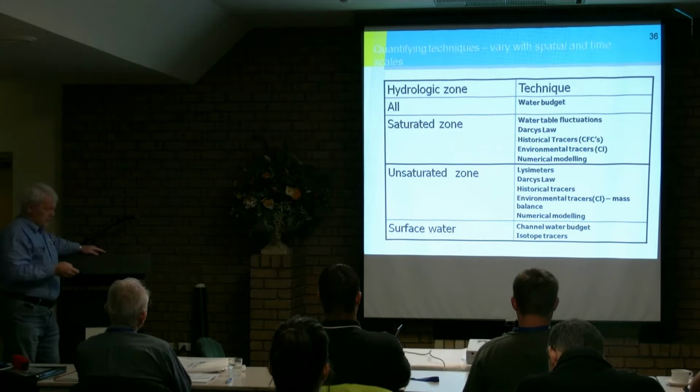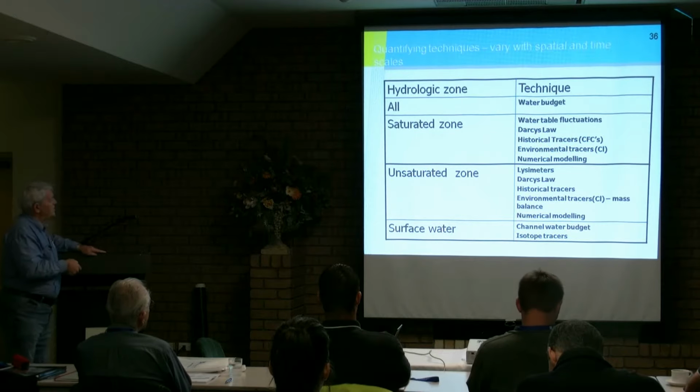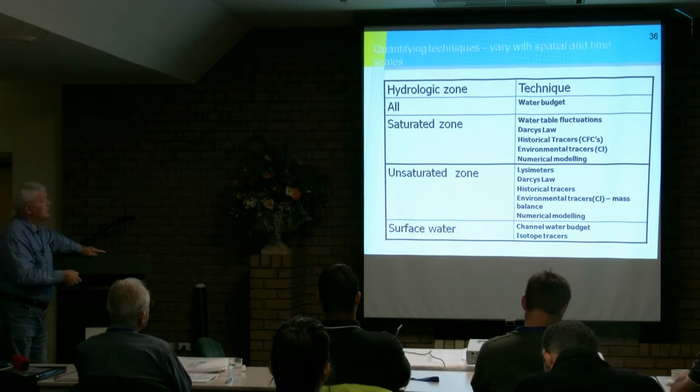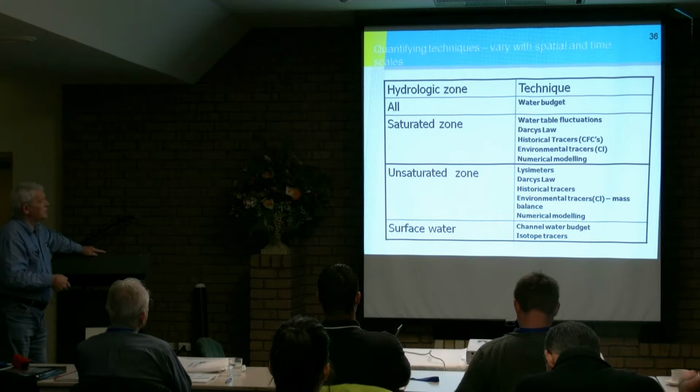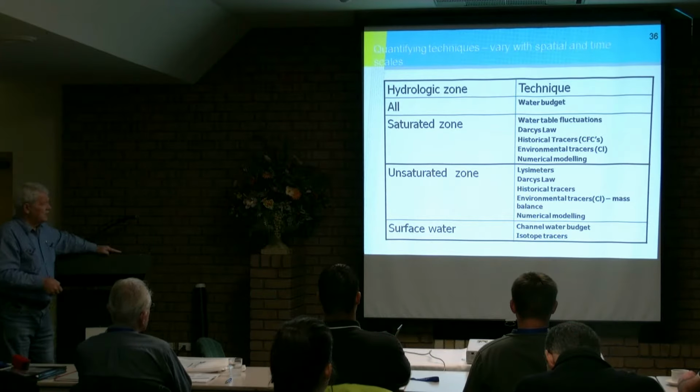So, approaches for recharge and discharge. For the hydrologic zone, all zones, we can use a water budget to determine these things. In the saturated zone we can use water table fluctuation, water level fluctuations, Darcy's law, environmental tracers, and numerical modelling. The unsaturated zone is more difficult to deal with. Lysimeters, Darcy's law again in a certain way, tracers, and again modelling, and for surface water we can do that.